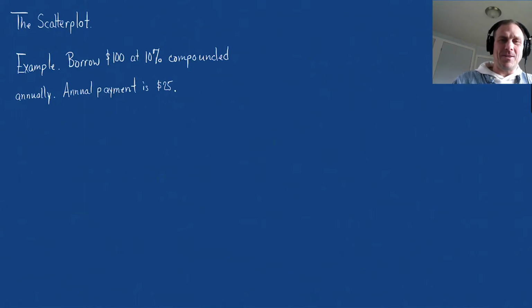I am Tom, and today we're going to take a look at what is called a scatter plot. And to make the idea have some more grounding, we're going to look at the example of borrowing $100 at a 10% interest rate compounded annually, and each year we'll pay $25 on the loan.